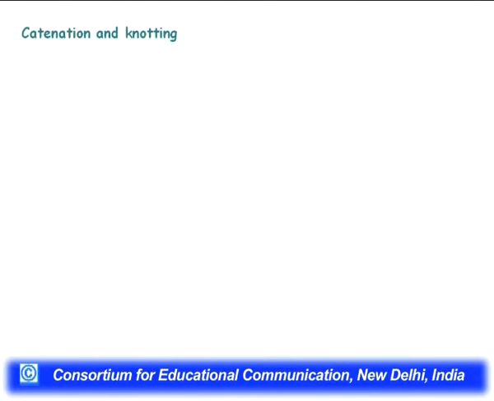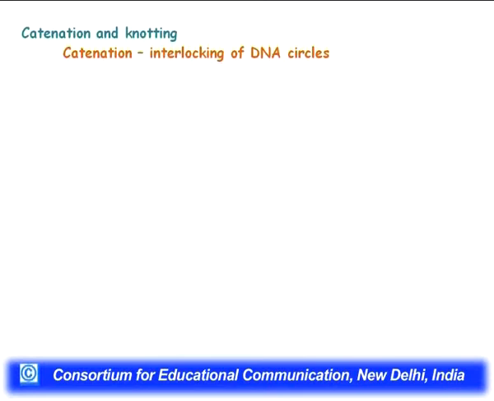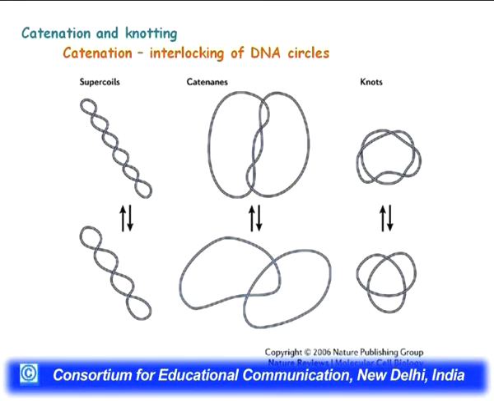There are other kinds of linkage also, such as catenation and knotting. Catenation is the interlocking of DNA circles. So we talked about the supercoils, but if two different DNA molecules are associated with each other, then that is called catenation. Basically we talk about the supercoils, but there can be different structures present inside the DNA, that is how the DNA is present inside the cell.